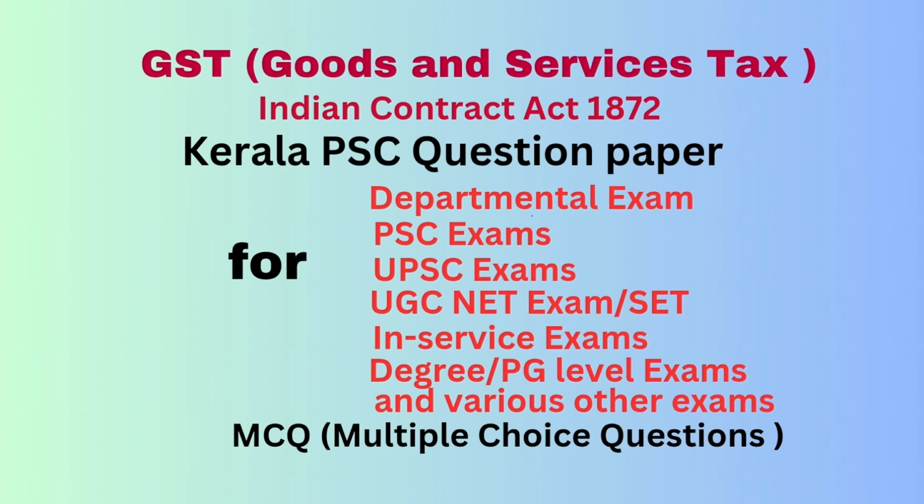Question number 93. A agrees to pay B 1000 rupees if two straight lines should enclose a space. Answer: void. Question number 94. GST rate may vary from one type of goods to another type. Answer: true. Question number 95. GST rate may vary from state to state. Answer: false. Question number 96. A minor cannot employ an agent. Correct answer: true.